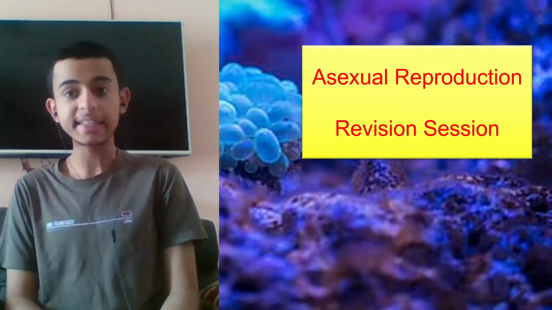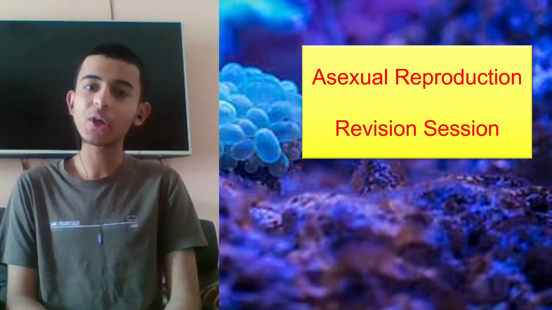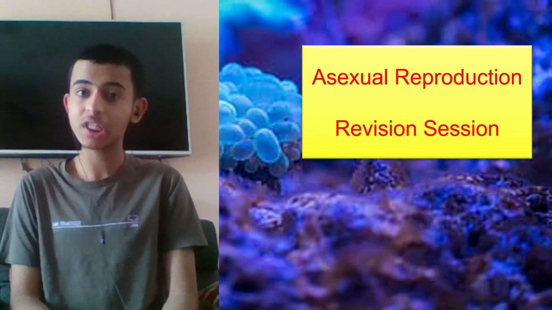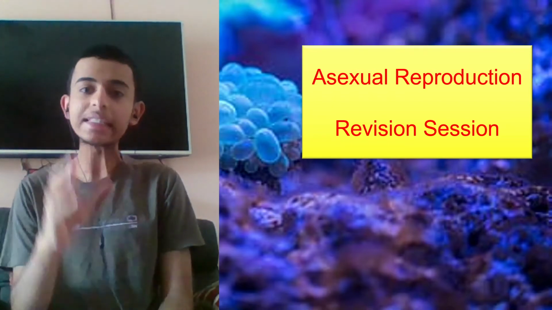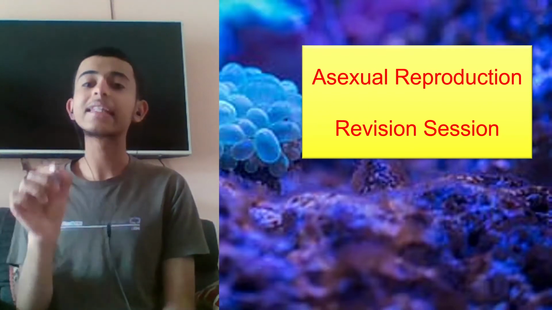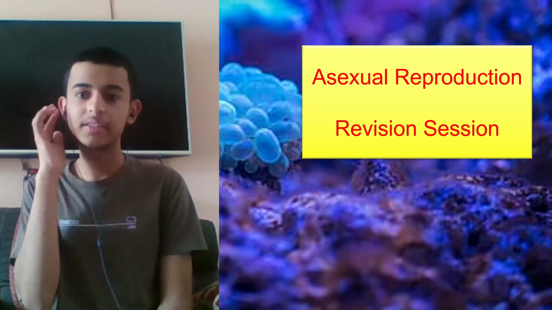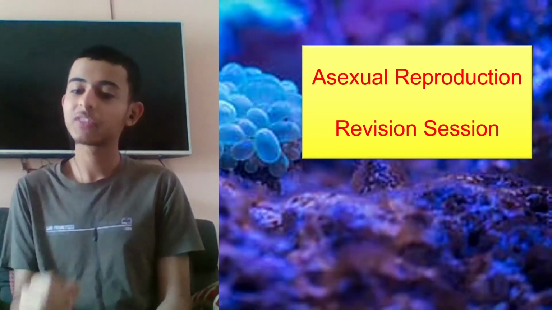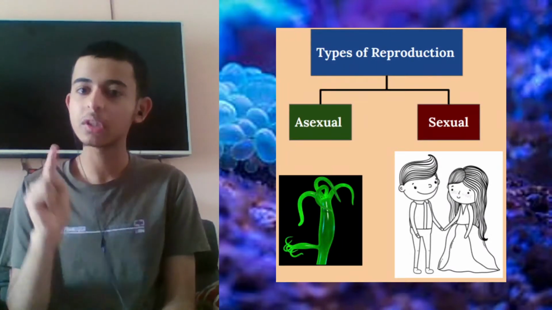This is the revision session for the concept of asexual reproduction from your CBSE class 10 biology chapter How Do Organisms Reproduce. So we'll be revising the concept of asexual reproduction that we read, and this is one of the most important concepts because many questions are asked from this very concept. So let's talk about the types of reproduction first.